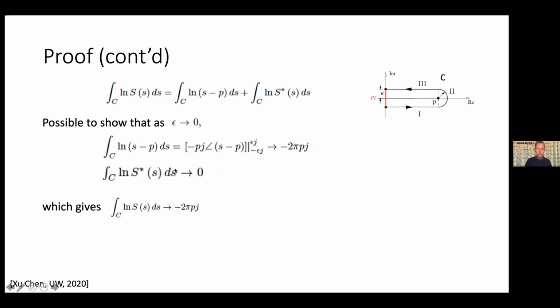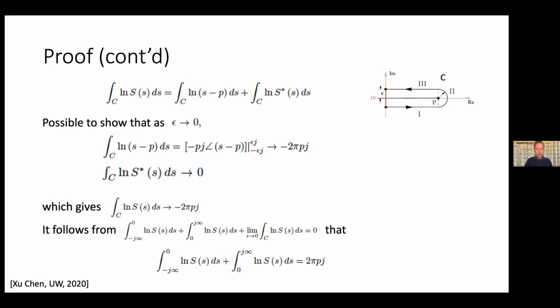Now, S star I said would be analytic, so it's not surprising that if we let epsilon go to 0 here, that would actually tend to 0, but of course one needs to prove that. So if you plug these 2 things together, you see that the integral over ln S would tend to this quantity minus 2 pi P j. So this means that what we end up with is that the sum of these 2 integrals over the negative imaginary axis and positive imaginary axis will be equal to that quantity.